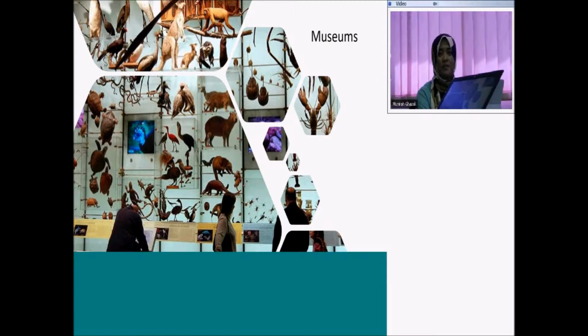A good place to see a lot of species or biodiversity, especially wildlife and plants, is in museums. Museums can provide you with different species from the past as well as the present. So it's a good place for you to go and see biodiversity.